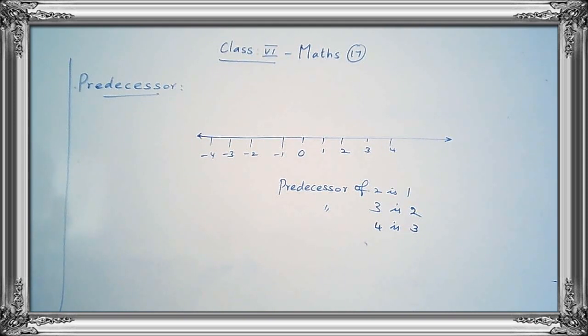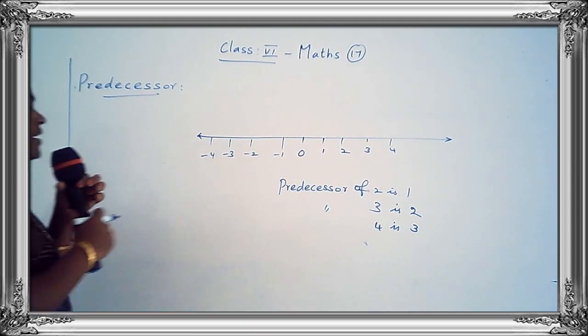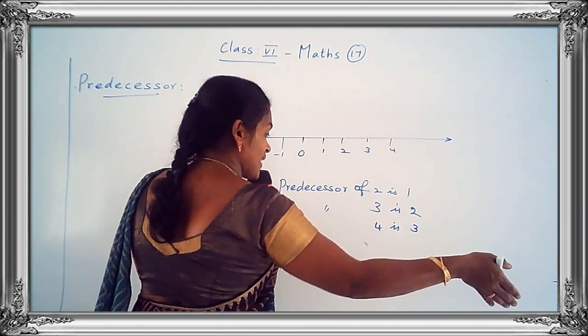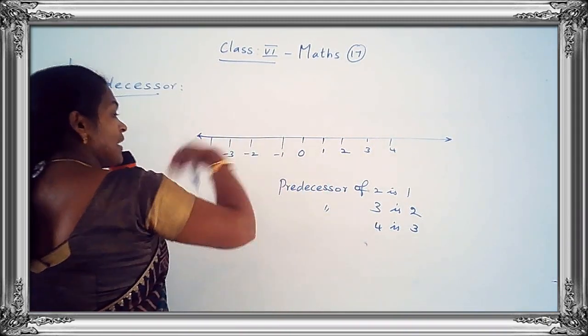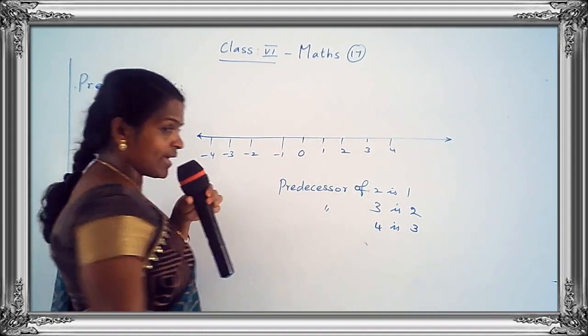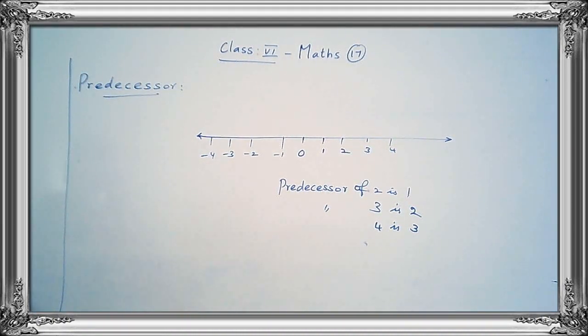So for successor, what do we get? It lies to its immediate right on the number line. Yes children, the successor of an integer lies to its immediate right on the number line. But the predecessor lies to its immediate left on the number line. Remember this carefully: for successor, write the number on the right hand side; for predecessor, write the number on the left side. Okay, are you clear children? Now you continue your writing.